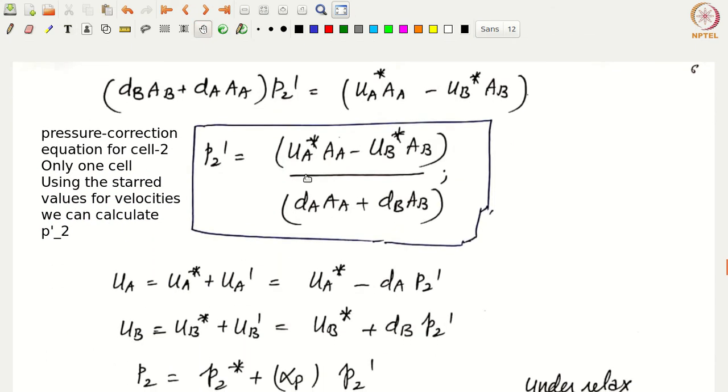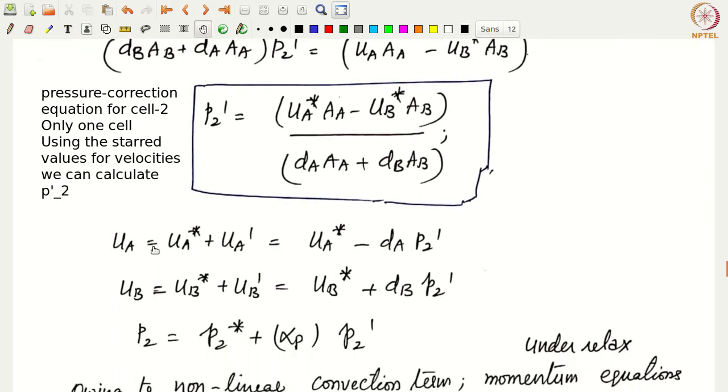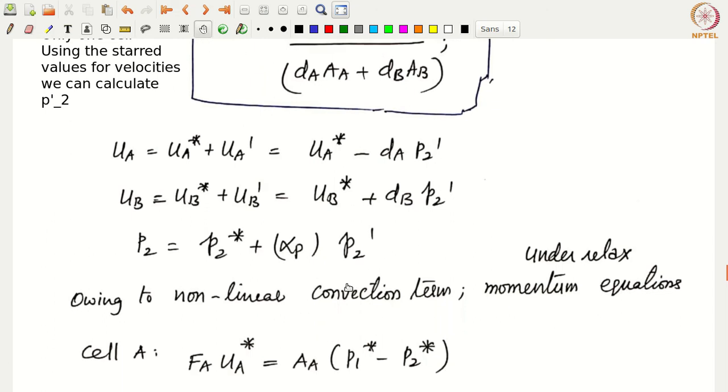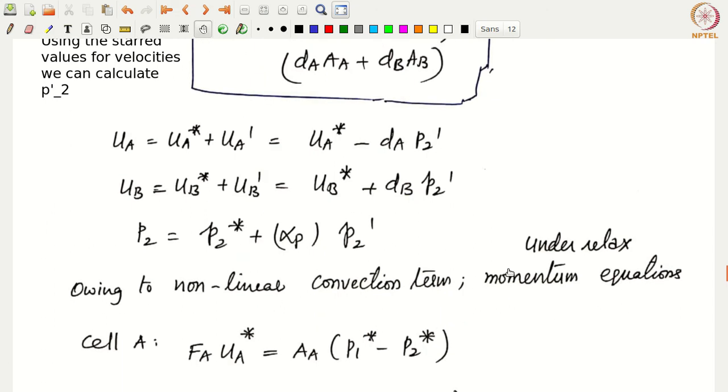Now once you obtain the pressure correction, you can correct the velocities using UA equals UA star plus UA prime. UA prime equals minus dA P2 prime. So this is UA star minus dA P2 prime. Similarly, UB equals UB star plus UB prime. That means UB star plus UB prime is your dB times P2 prime. And P2 equals P2 star plus, again I use some under relaxation because of the non-linearity of the convection term this time. This is basically P2 star plus alpha P times P2 prime. So owing to the non-linear convection term, we also need to under relax the momentum equations and under relax the pressure while we are correcting it.